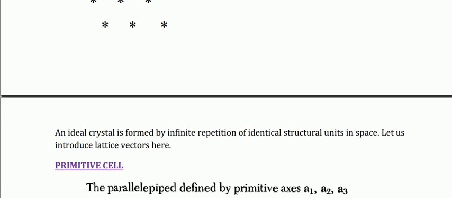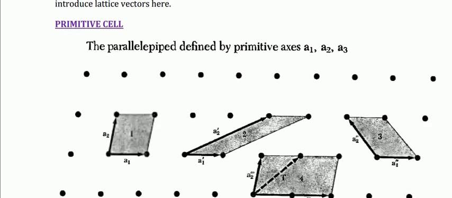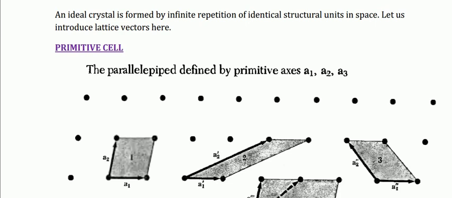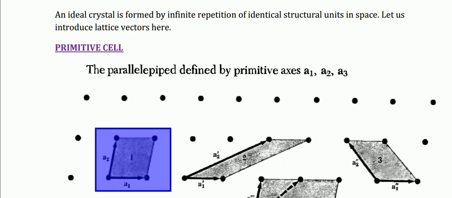Okay, let's continue. So the primitive cell. By definition, an ideal crystal can be found by infinite repetition of identical structural units in space. For example, consider this. If I go on repeating this part, I will get a crystal. Let me give you an example.